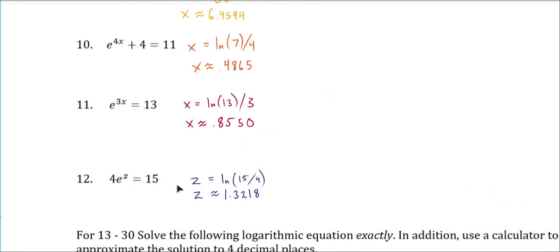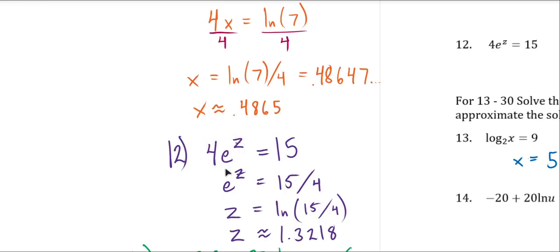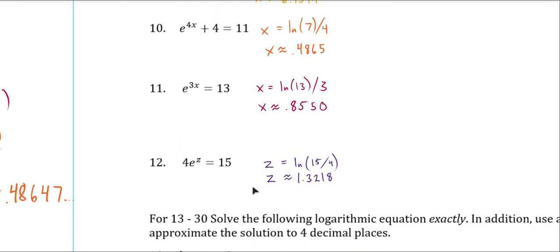12 is similar, but not exactly the same, because the exponential is not isolated first. There's a times 4 next to the exponential on the outside. So before I can proceed, I'm going to need to divide by 4 on both sides. Then take ln of that, which cancels on the left and accrues on the right, giving me the exact answer of ln of 15 over 4. Notice the parentheses now includes the 15 and the division by 4, and that's approximately equal to 1.3218 as such.